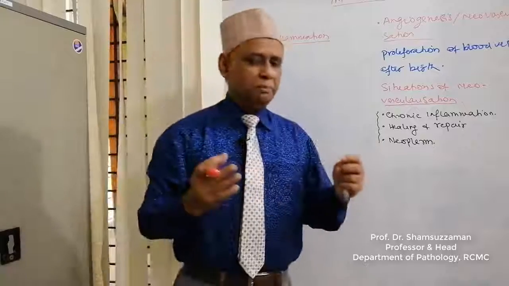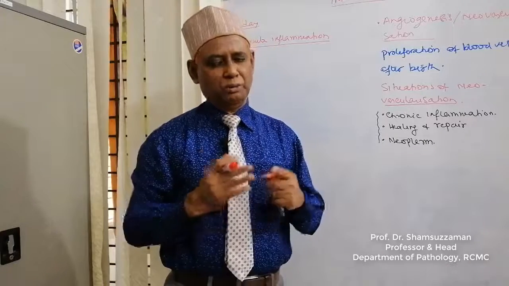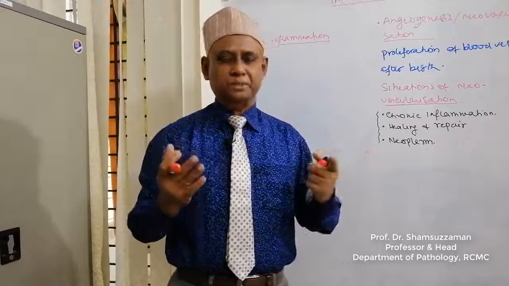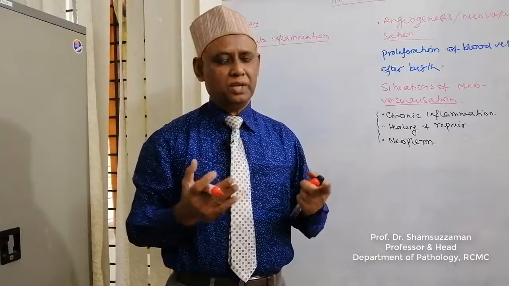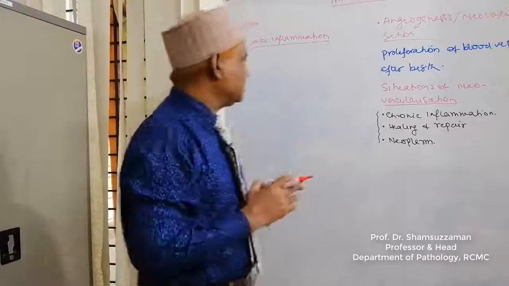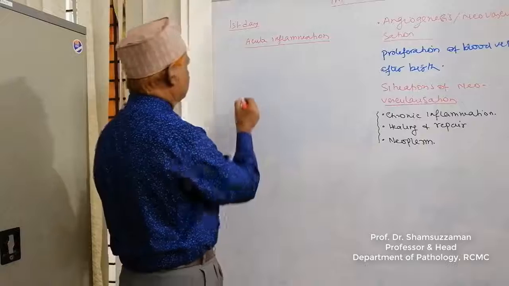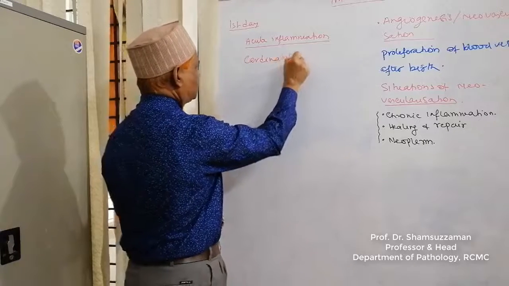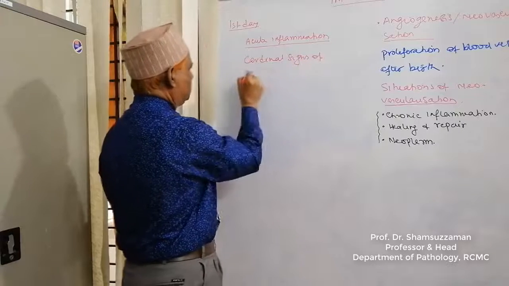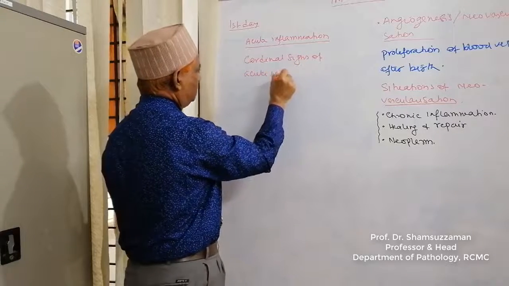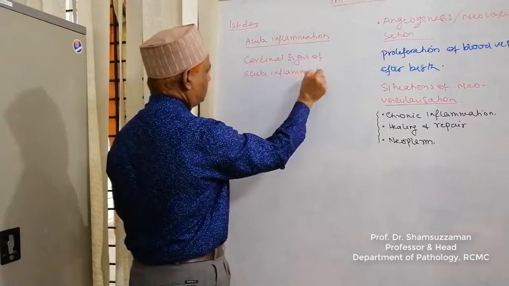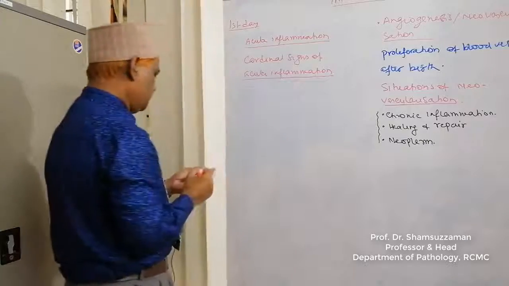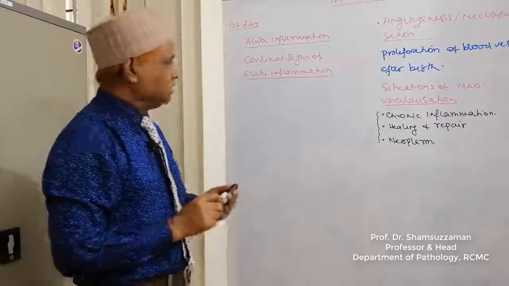Now come to some signs of acute inflammation. Whatever may be the site of acute inflammation, there are 5 signs, and we can get these 5 signs at the site of acute inflammation. These are called the cardinal signs of acute inflammation.